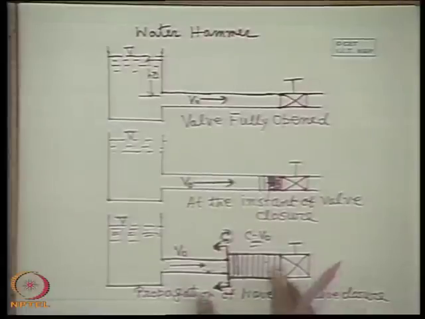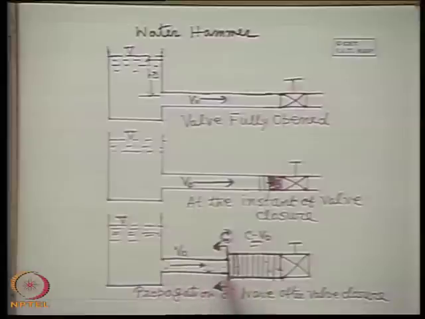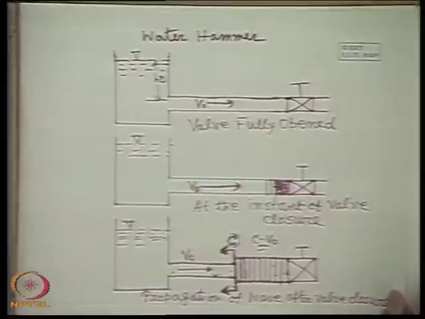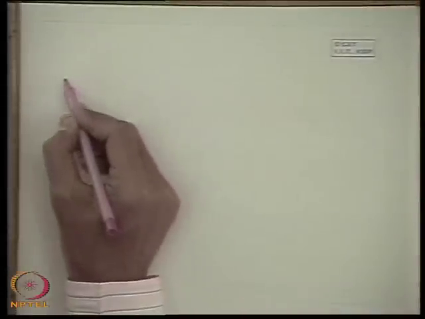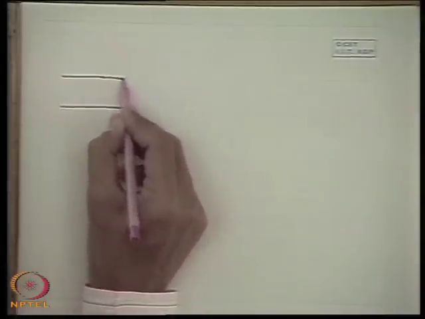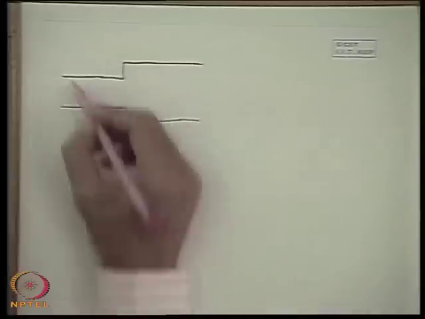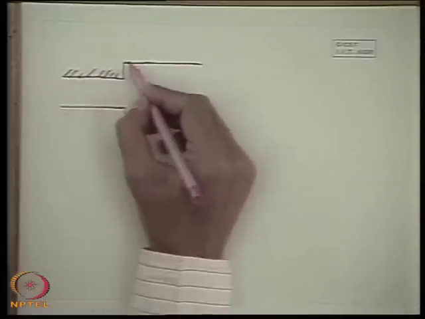Now, before analyzing such a situation physically, we must know the velocity of this disturbing pressure wave moving from downstream to upstream, and the magnitude of the pressure rise when the fluid comes to rest because of a sudden closure of the valve. Let us deduce that first. Now, let us consider the situation like this. This is the pipe, and suddenly the valve is closed and the fluid is at rest.